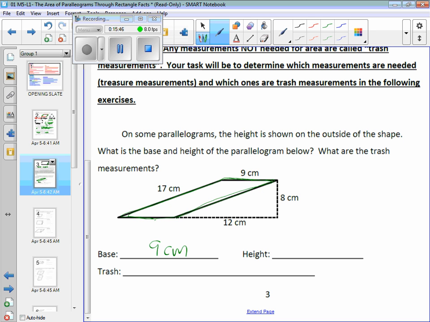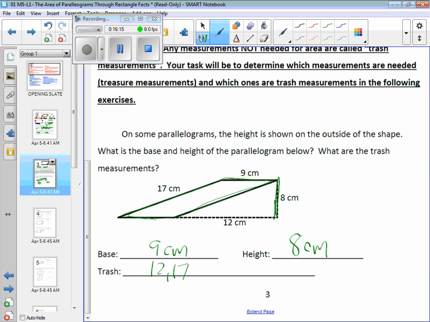Stephen. Always think up and down is our height. Even sometimes you see the height outside of the parallelogram. Up and down is my height. Therefore, what numbers do we not need? Matt. 12 and 17 are called the trash numbers. Now we've got it. Now it's just base times height in the formula. And you're able to do it.